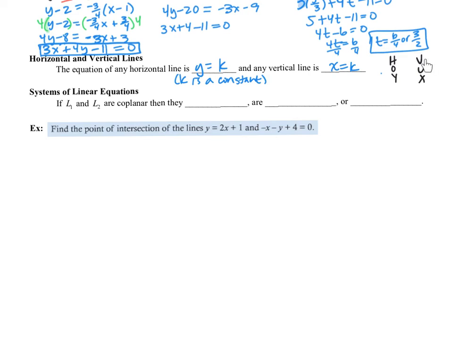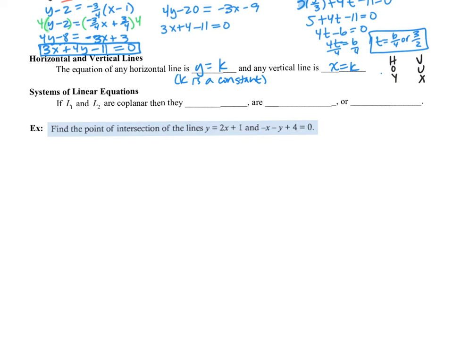In VUX, V stands for vertical. Vertical lines have undefined slopes. That's what the U is for. And then the X reminds you that the equation of a vertical line will always be x equals a constant. So that's a little trick that might help you remember slopes and equations of horizontal and vertical lines.